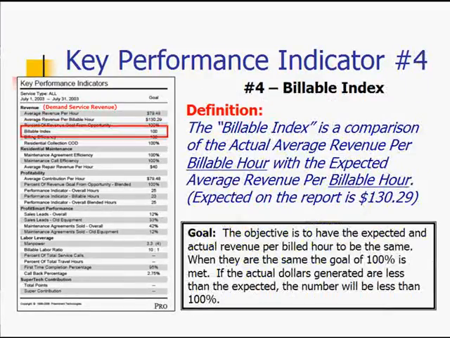The fourth key performance indicator is called Billable Index. Now this is very close to what we just covered, percent of revenue goal from opportunity. When we talk about Billable Index, what we're talking about here is the revenue that's generated while the technician is billing on the job, versus the expected average revenue per billable hour.